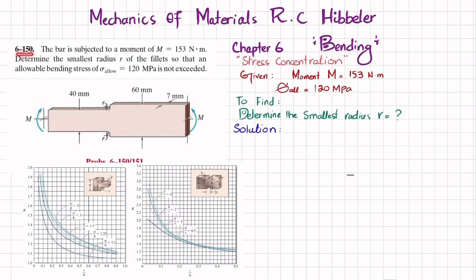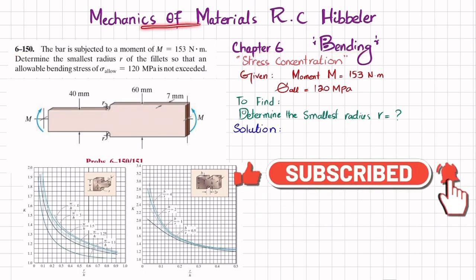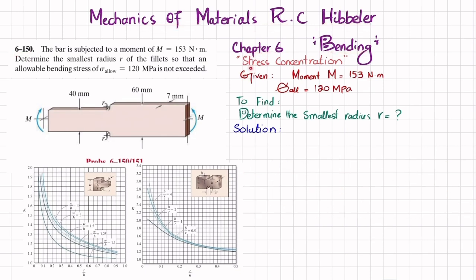Welcome back. Problem 6-150. This problem is taken from chapter number 6, that is bending, and the book name is Mechanics of Material by RC Hibbeler. The topic which we are covering is stress concentration. The statement of the problem is: the bar is subjected to a moment of 153 Newton meter. Determine the smallest radius R of the fillet so that the allowable bending stress of 120 megapascal is not exceeded. You can see this is the bar where there is a moment of 153 Newton meter.